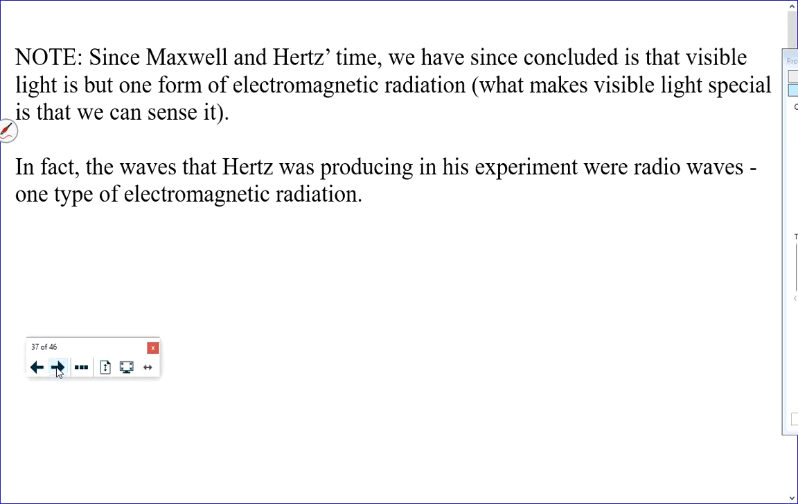When these waves were first discovered, I don't know if this is in your notes because I changed your note package this semester. He was producing radio waves. This was the precursor to radio, what they would call wireless at the time because you didn't need wire. And for a long time, radio waves were called Hertzian waves, named after Hertz.